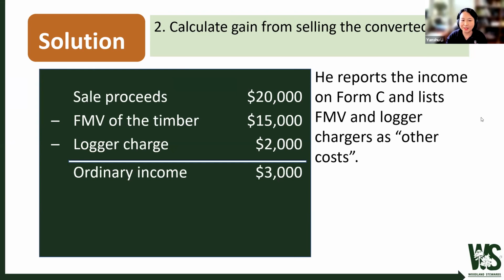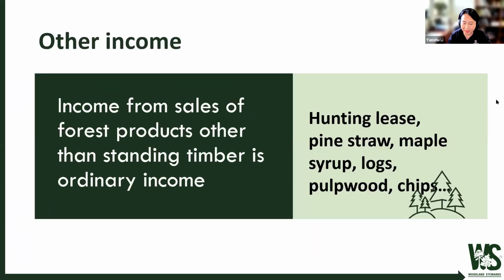So it's important to separate the profit into those two parts, and you can see the importance of making the election. Otherwise, all the revenue and all the profit will be subject to the higher ordinary income tax rate. And with that, we covered the income from timber sale.